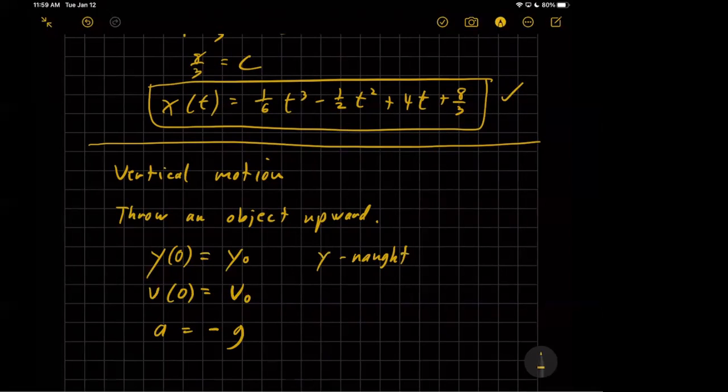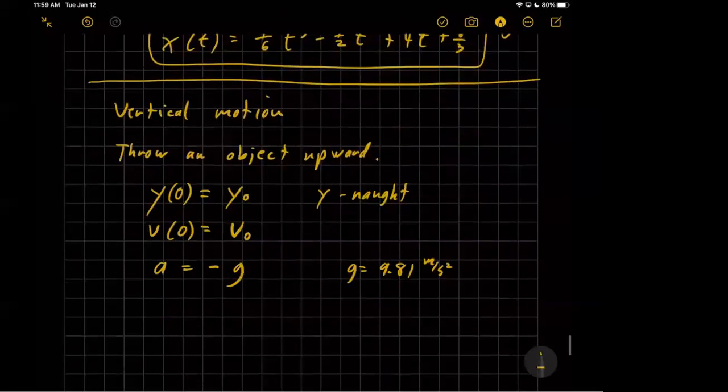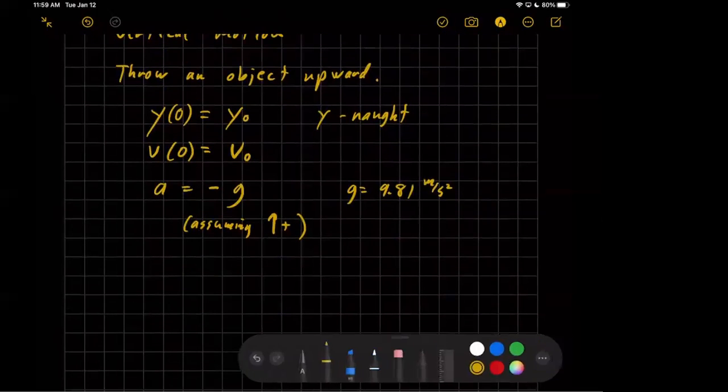I say negative g because g is equal to 9.8 or 9.81, depending on how precise you want to be. G is the number 9.81 meters per second squared, or if you want to use feet per second squared, it's about 32 feet per second squared. But it's going to be downward, so we'll put a negative sign on that. This means we're assuming that up is the positive direction. So that will be a negative g there. If we start with that, let's see what happens.